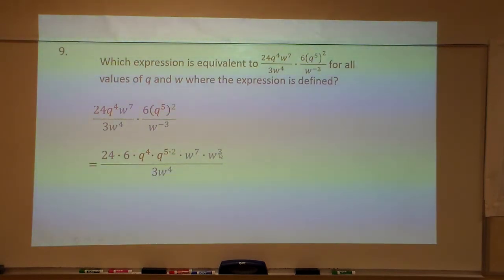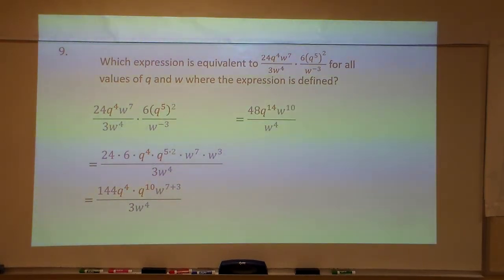I don't like negative exponents. And now I'm going to be able to put the 7 and 3 together. I can do 24 times 6, which is 144. And I'm going to divide that by 3. I can add this 4 and 10 together to make 14, and this 7 and 3 to make 10. And then I ask myself this question here, where do I have the most W's? Well, that would be in the numerator on top. And I have 6 more, and that would become a 1. So this would be my answer right here.